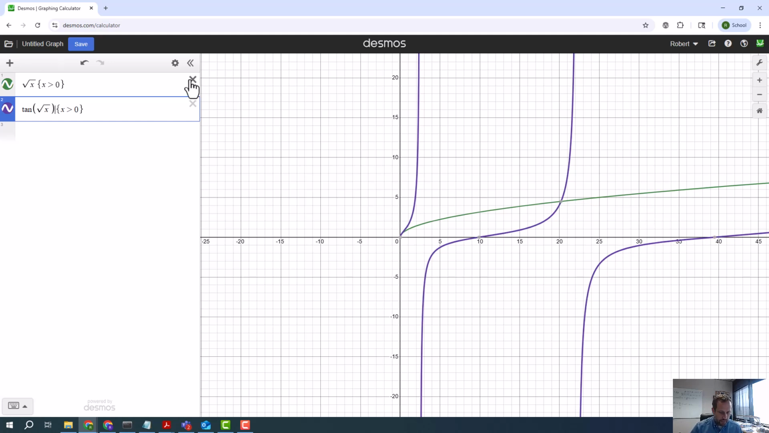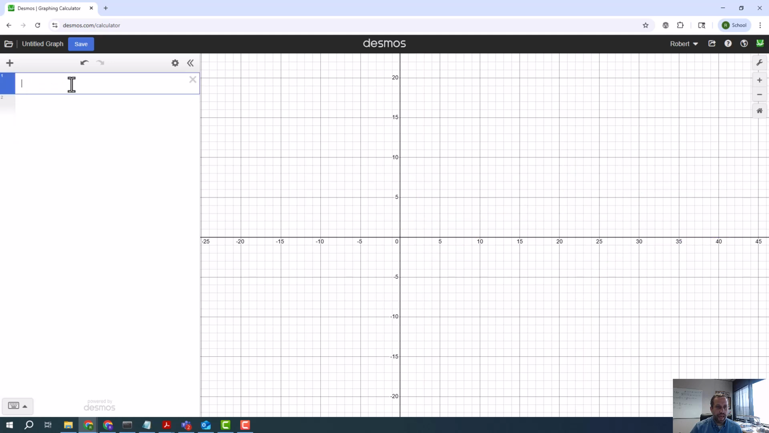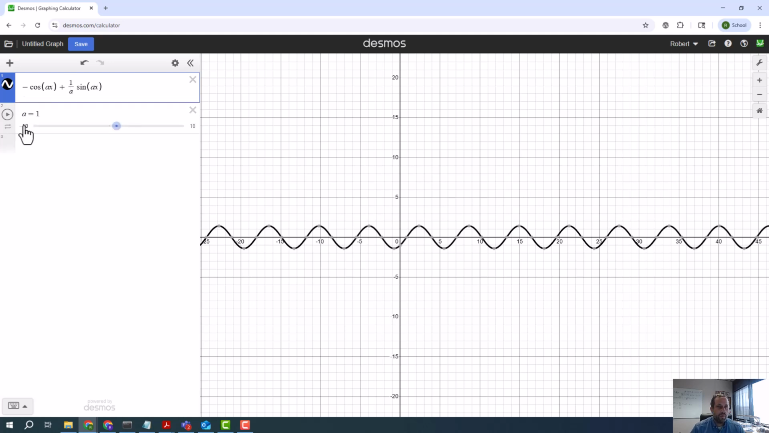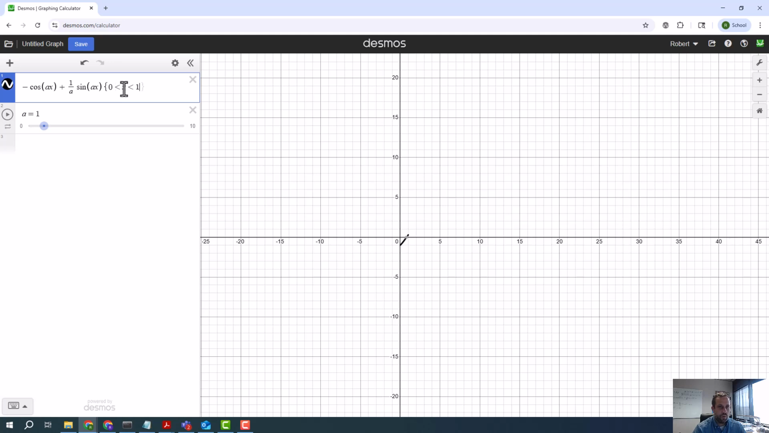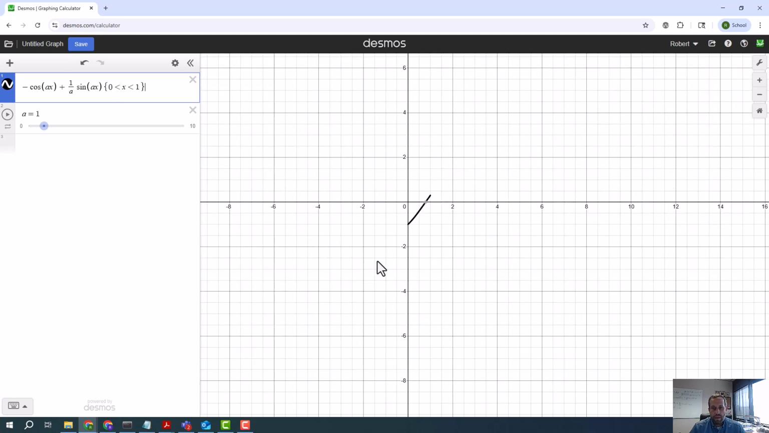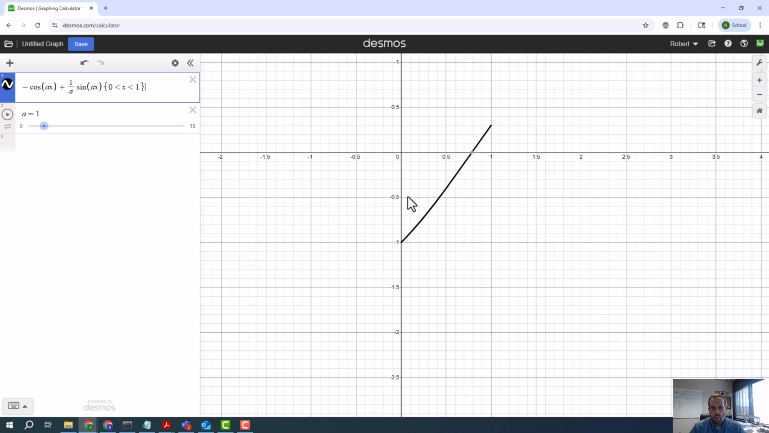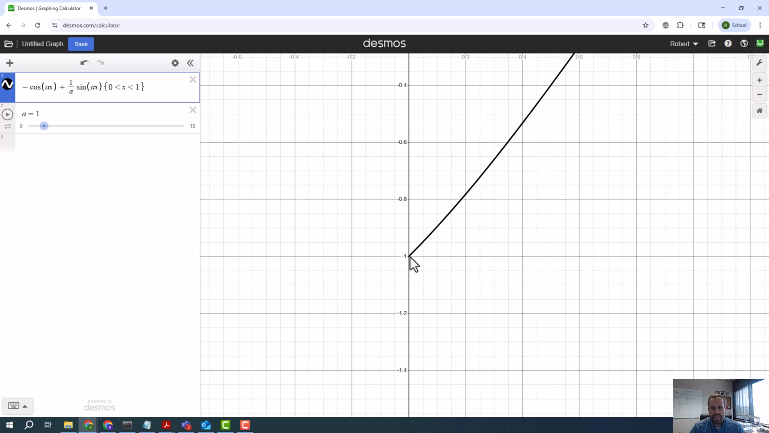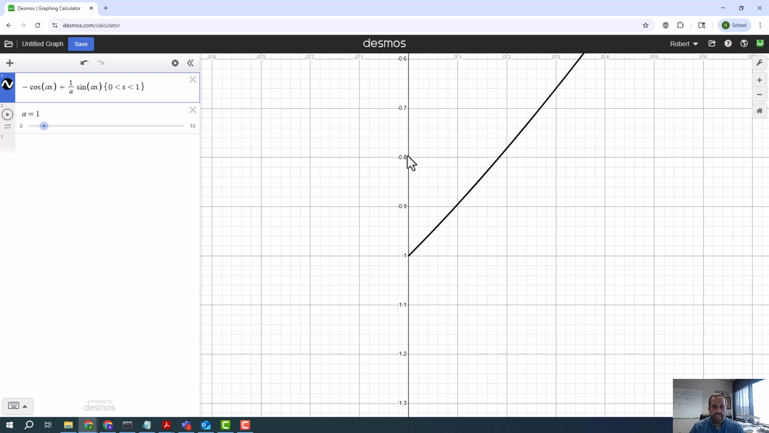There's something I wanted to point out in the previous thing that I was looking at that I didn't point out. So we're going to go back to minus cosine of ax plus 1 over a sine of ax. I'm going to add a slider here. I want to start it at 0, go up to 10.1, and then 0 less than x less than 1. We talked about the boundary condition at 1. I want to show that the boundary condition at 0 is satisfied.